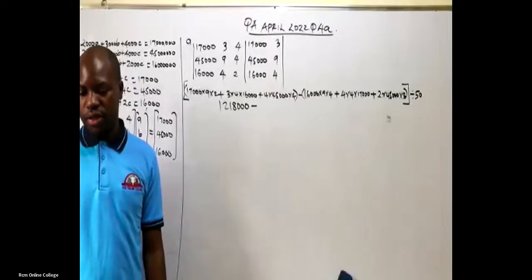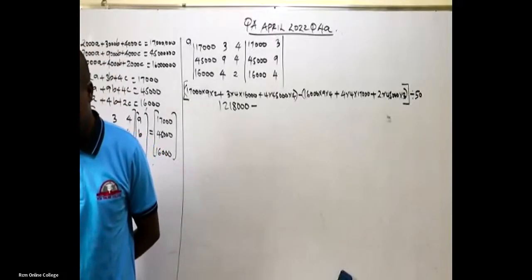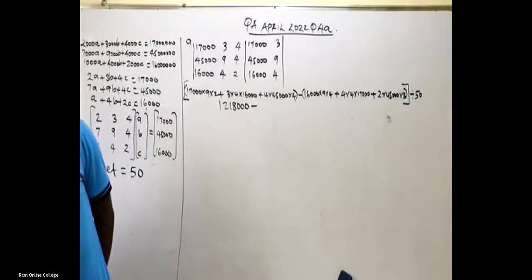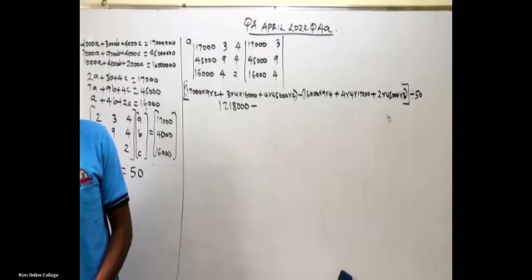What are you getting? Somebody is almost there. 111,8,000. That is what somebody is getting.